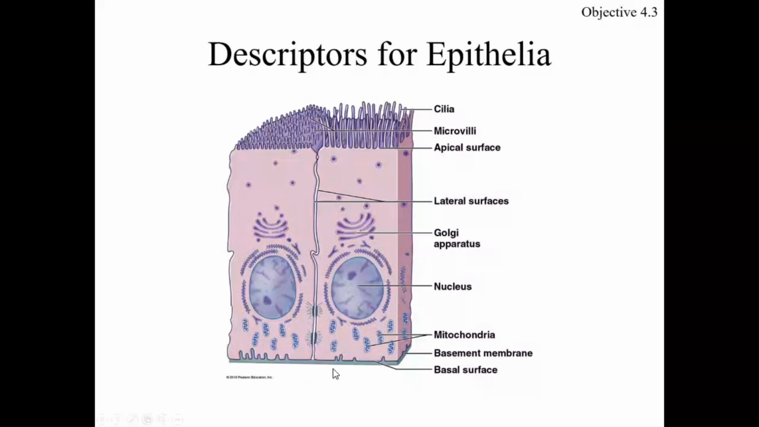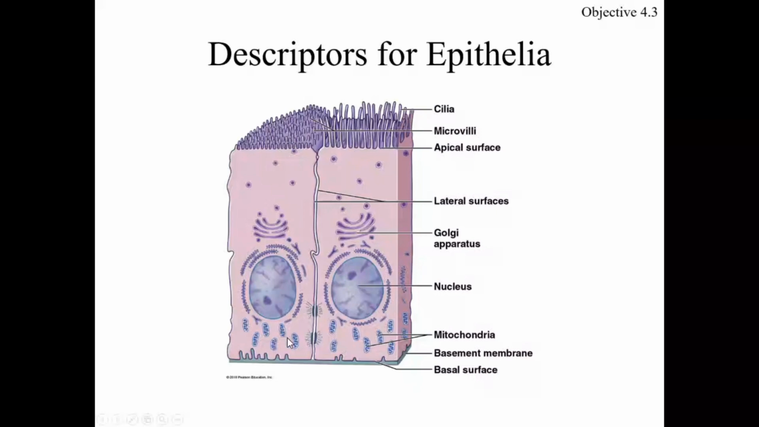We will talk about the basement membrane, the basal lamina, the basal surface, so to speak, and you'll hear me sometimes talk about the top surface or the apical surface. The top surface has these things on it called cilia or microvilli sometimes. They're not always there, but they could be there. These are structures that might be up on the top or apical surface.